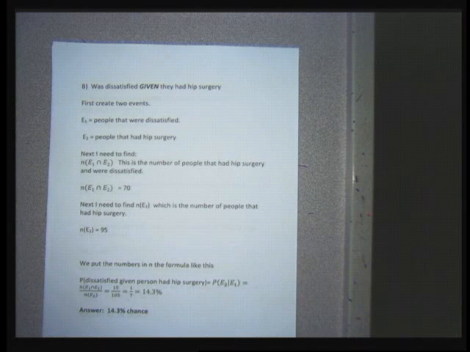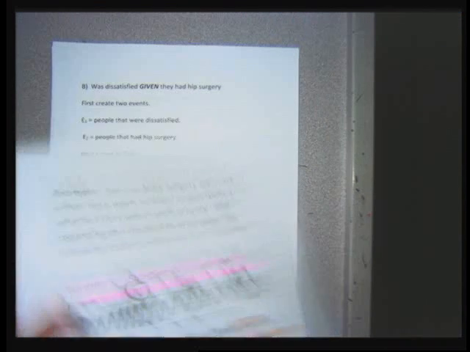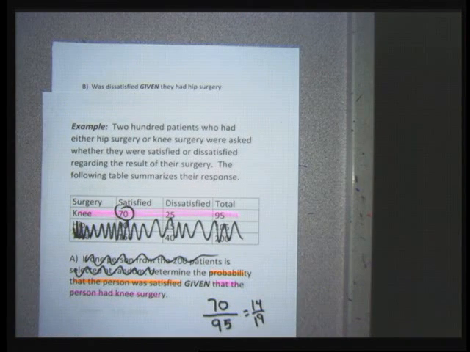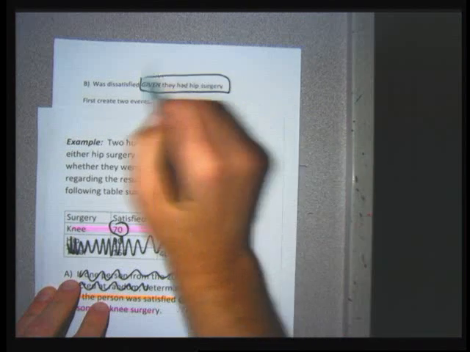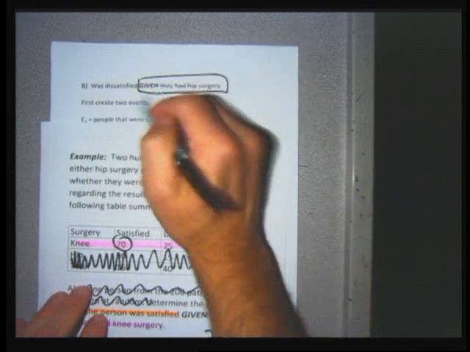So now I want to do part B, and part B of this says, for this table that I just destroyed, which was really unfortunate, what is the probability a person was dissatisfied given they had hip surgery? Well, immediately I see the given part, the given that they had hip surgery. So I need to go to the hip surgery row. I'm going to write it down here because I destroyed it.